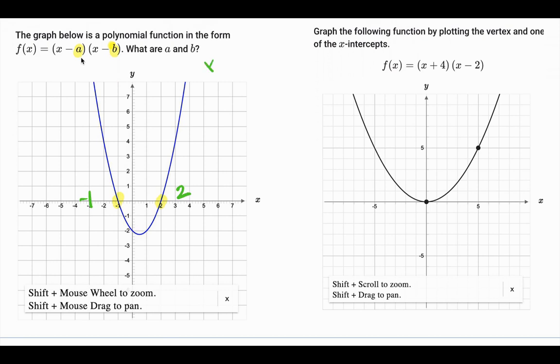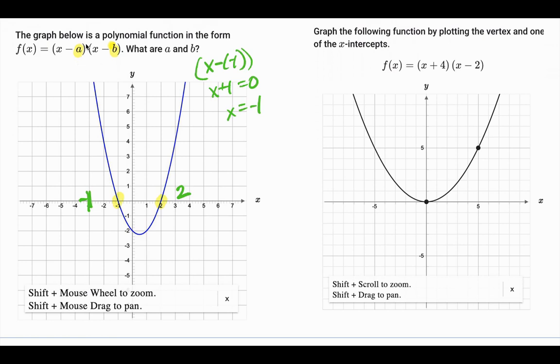And remember, if I put x minus negative 1, that's x plus 1. And if I set that equal to 0, x equals negative 1. That's where I get this. So sometimes people get confused on whether it's negative or positive.